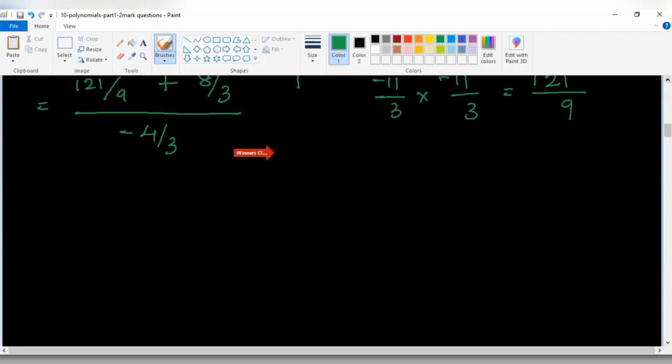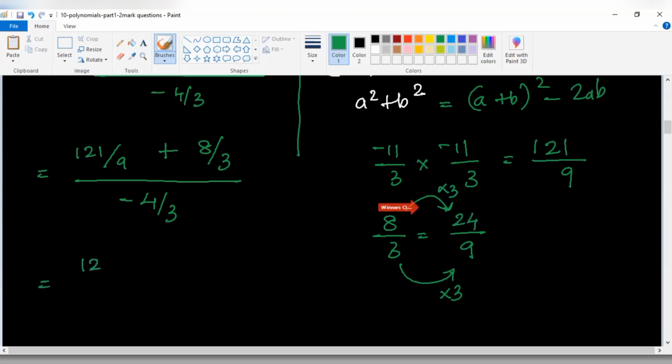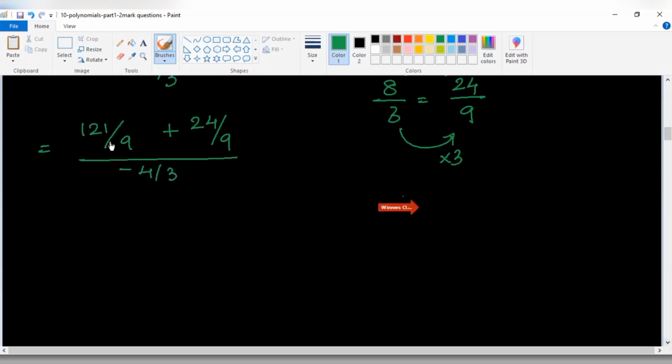Now, see, here we have a 3 and here we have a 9, right? We can make this 3 into 9 easily. See, 8 by 3, we need 9 as the denominator, means we have to multiply by 3 to make the denominator 9. So we have to do the same thing with the numerator as well. Here also we have to multiply by 3. 8 into 3, 24. So we can write it as 121 by 9 plus 24 by 9 all divided by minus 4 by 3.